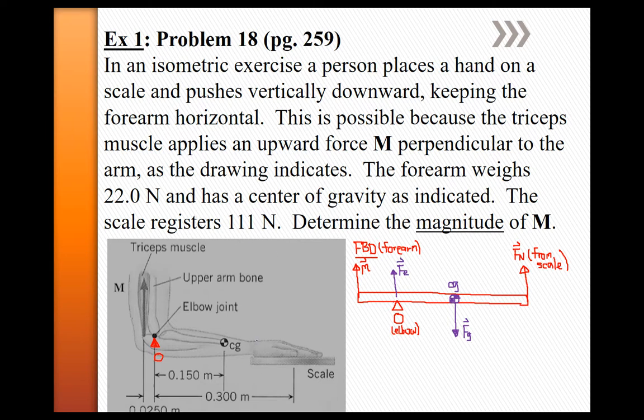Now I'm going to label a few other things. I'm also going to label all the different lever arms just to make that clear in this picture. So let's do that with a different color. I'll do black for the lever arms. Lever arm is always measured from the axis of rotation to where your force is located. So the distance from O to the triceps muscle force, we're going to call RM. From the elbow joint to the center of gravity, we'll call that RG.